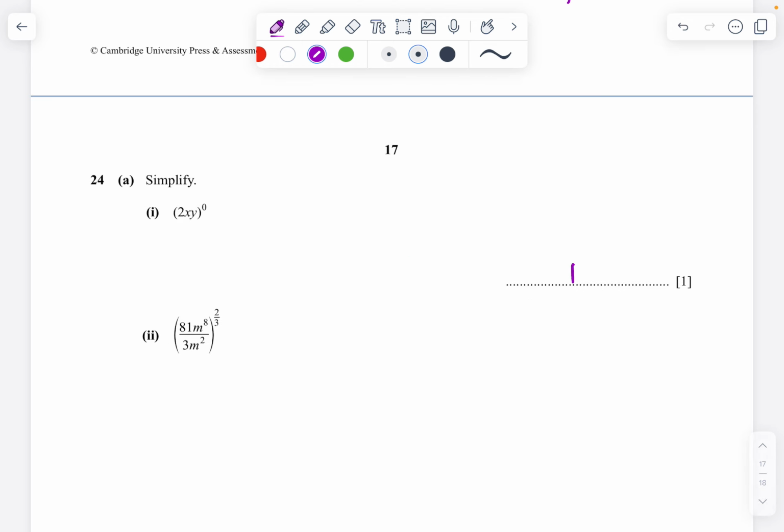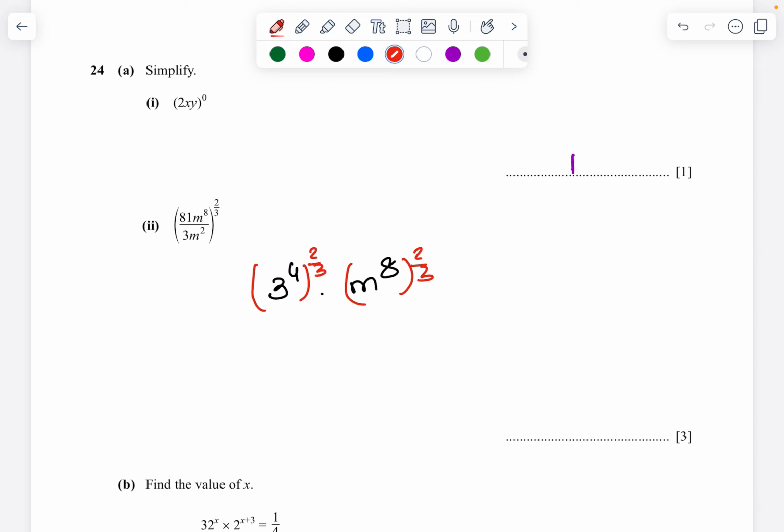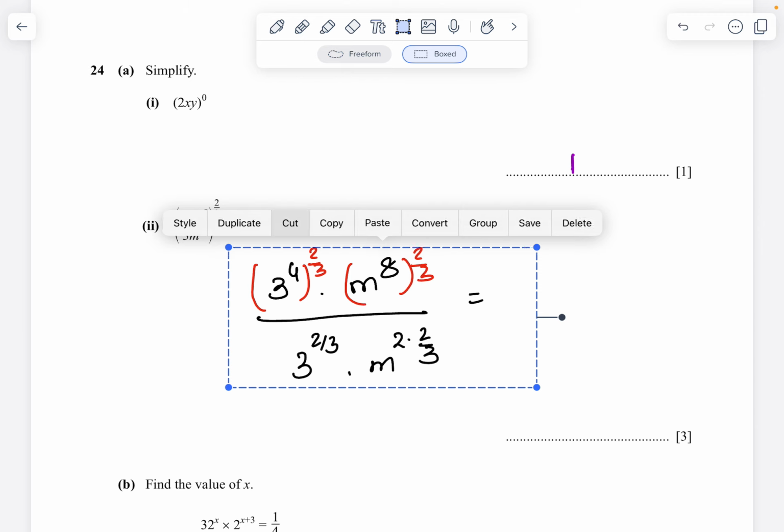Then anything to the power of 0 is 1. 81 can be written as 3 to the power of 4 and m to the power of 8. That power 2 by 3 for both. Then it is 3 power 2 upon 3, m power 2 times 2 upon 3. If we do it this way, it becomes a difficult way. So I'm going to do it in another, easier way.